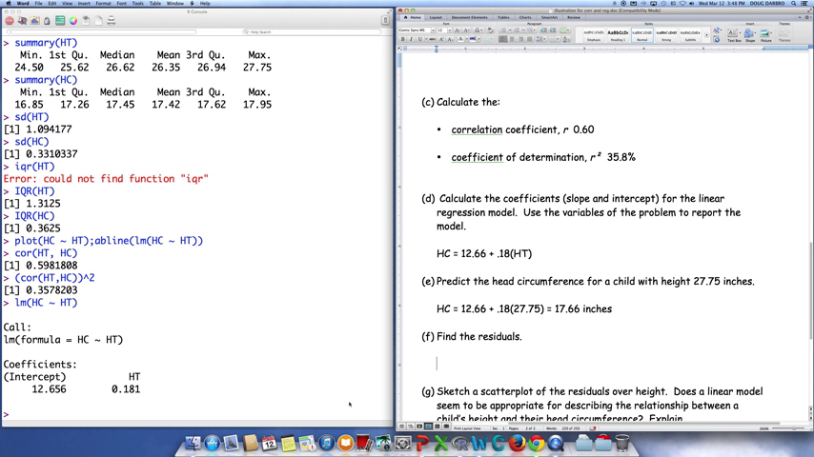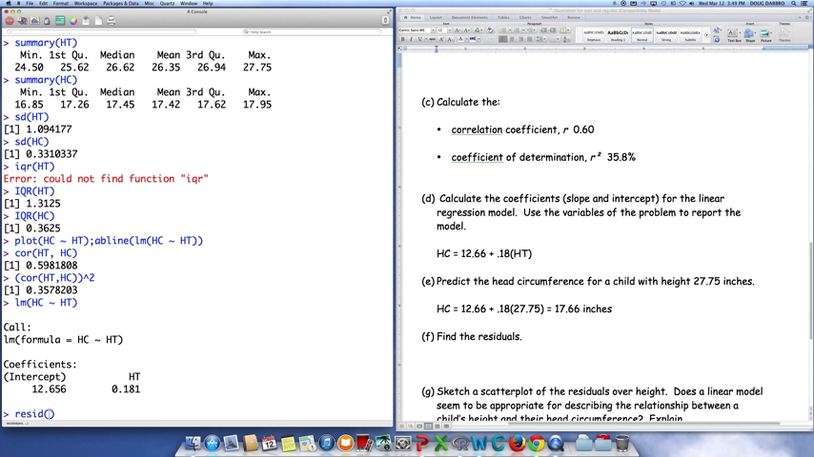All right, the next thing on the agenda is to find the residuals. And this is really easy to find too. Again, much easier with R than it is, I think, with the graphing calculator. The command that we use for residuals is just RESID. And we have to create the residuals of our linear model, which again is head circumference tilde over height.